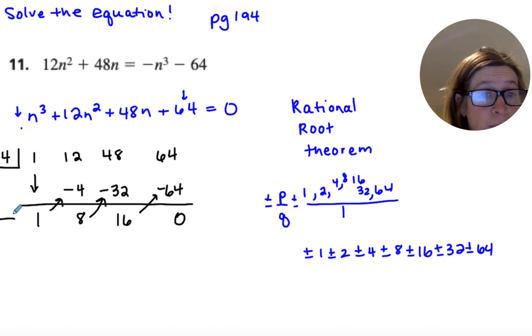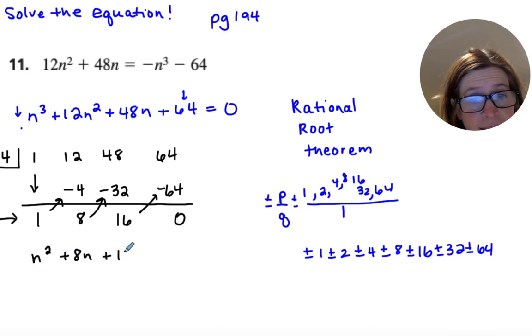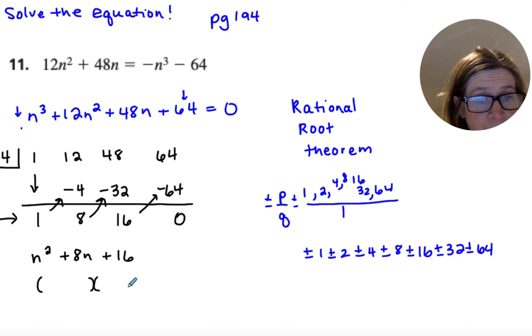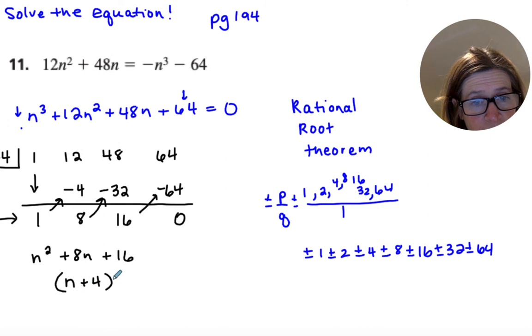But now I have a depressed polynomial. Remember, we go down 1 degree, so this would give me n squared plus 8n plus 16. And so that is factorable. Actually, it's a perfect square trinomial. So it's going to be (n plus 4) squared. And so we can see that n is going to be equal to -4.